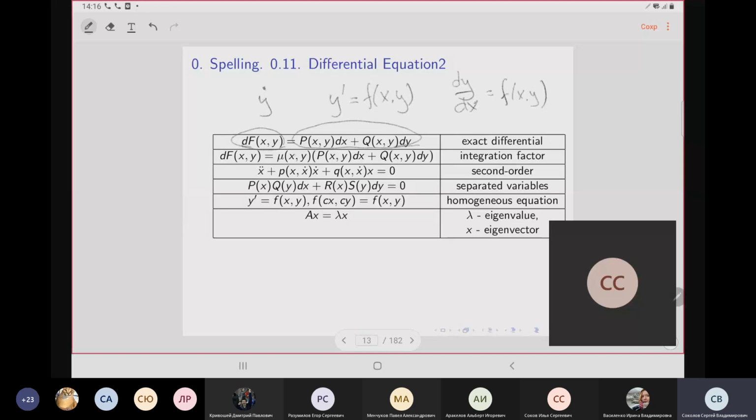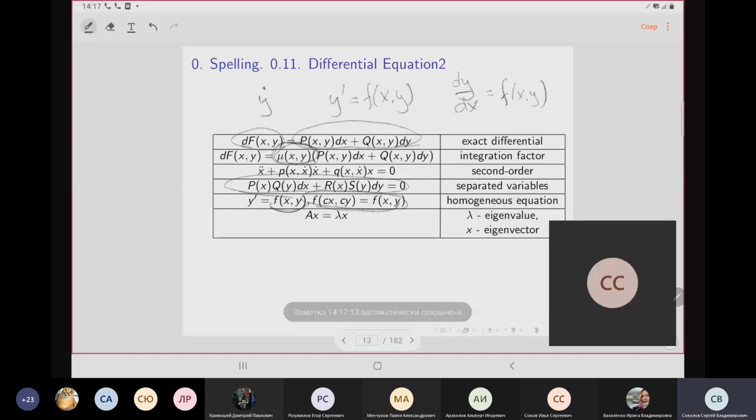And when we multiply the equation by some function to make sure that the exact differential exists, we call this function an integrating factor. Sometimes we use it. And some more equations. The second order equation, the equation with separated variables, the simplest one. It can be easily solved. The homogeneous equation, if the right-hand side satisfies these conditions.